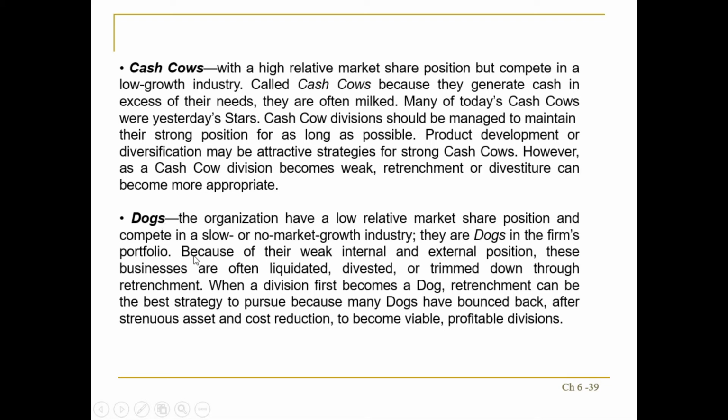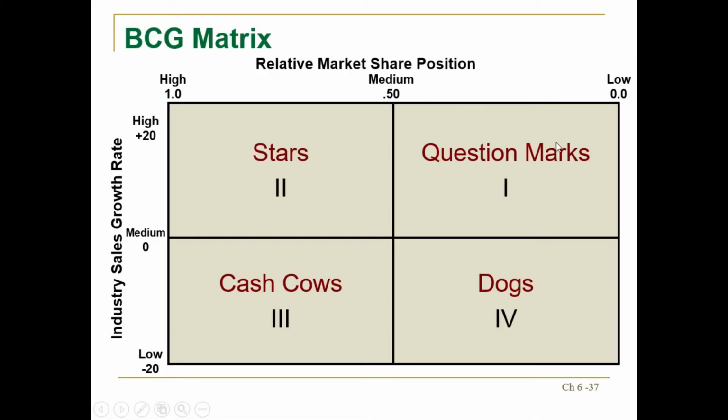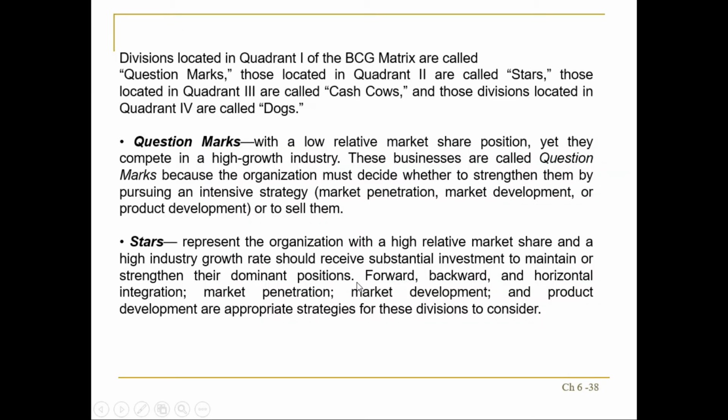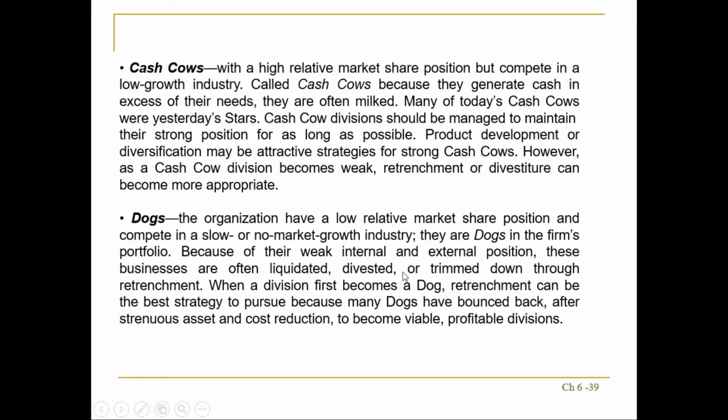Then the last one is the dog firms. Dog firms are those firms which carry a low market share position against competitors, and the whole industry is not doing well. The whole industry is in a negative growth phase. So the organization has a low relative market share position, and they compete in a slow or no market growth industry. They are dogs in the firm portfolio because of their weak internal and external position.